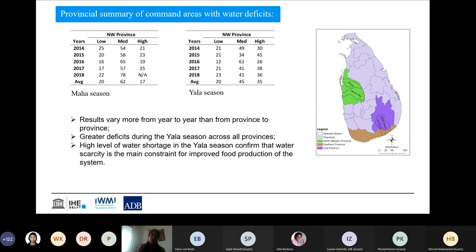There are greater deficits during the Yala season, as would be expected, across all provinces, and the area which experiences high deficits was double during the Yala season when compared to the Maha season. So the high level of water shortage in the Yala season confirms that water scarcity is the main constraint for improved food production within this system.